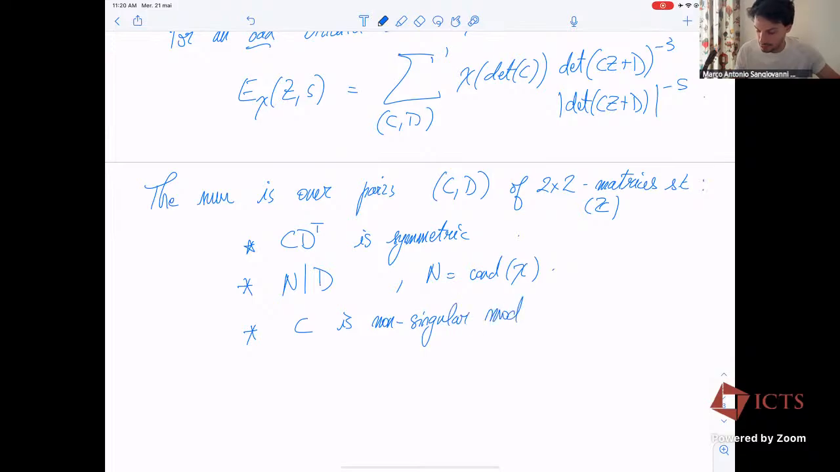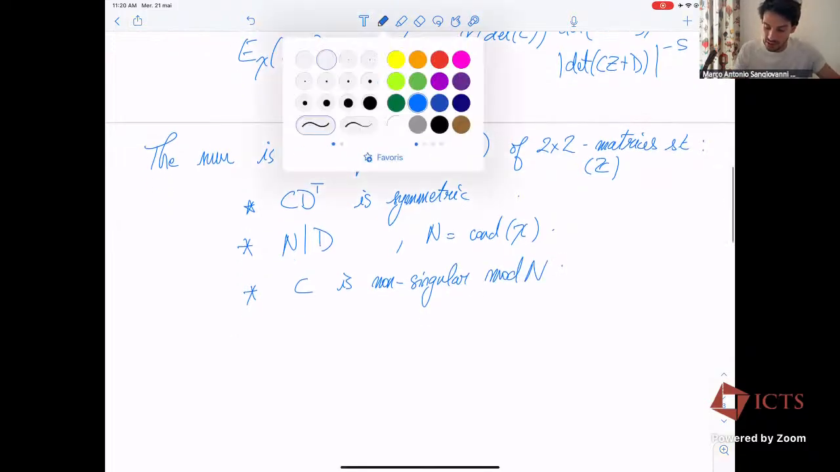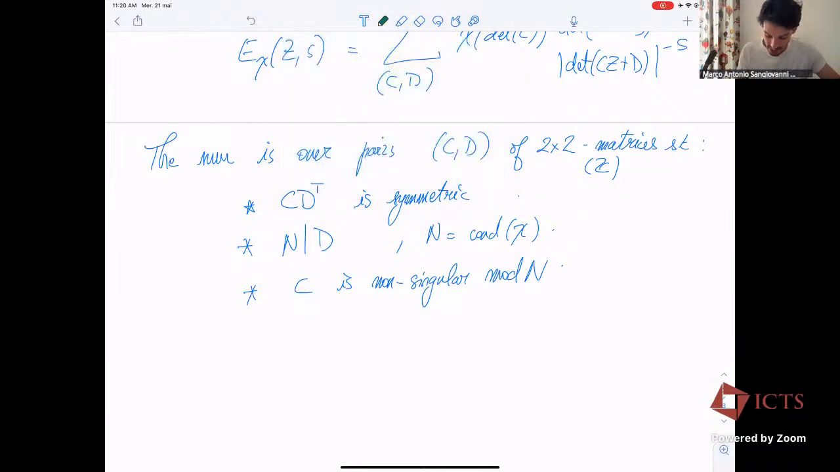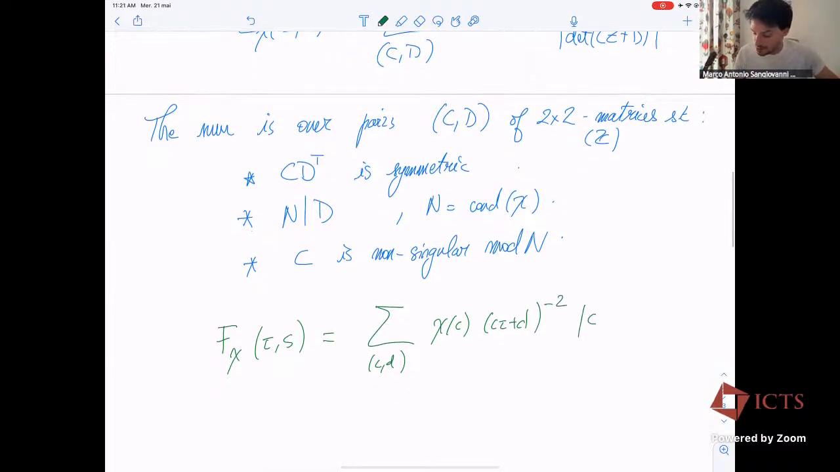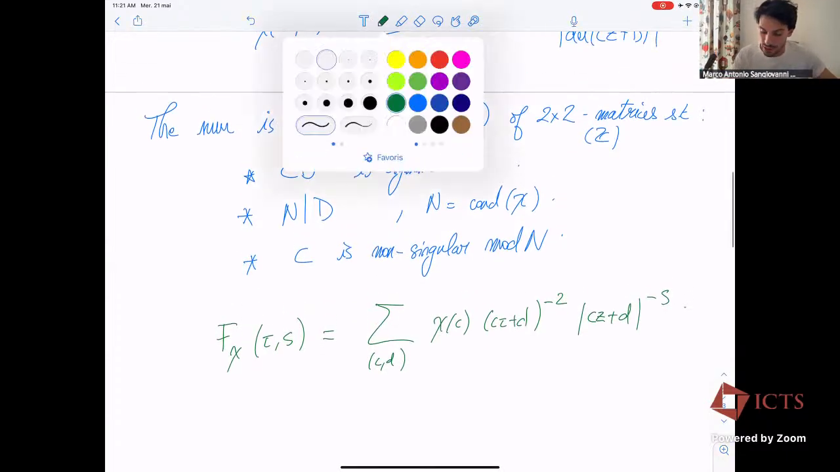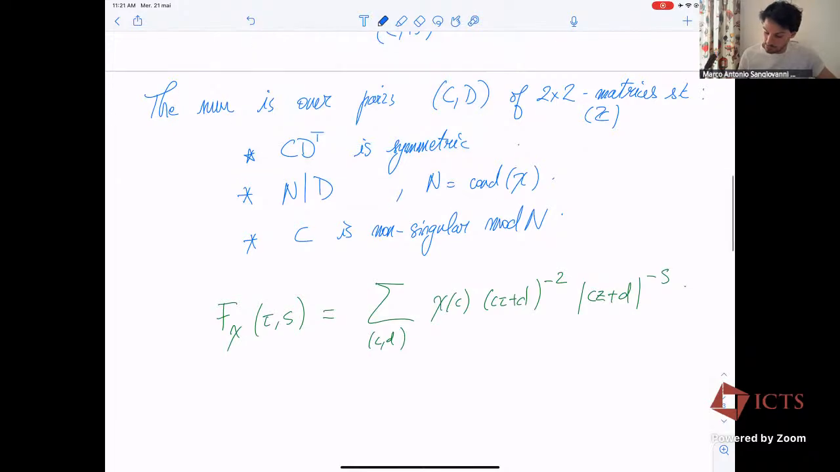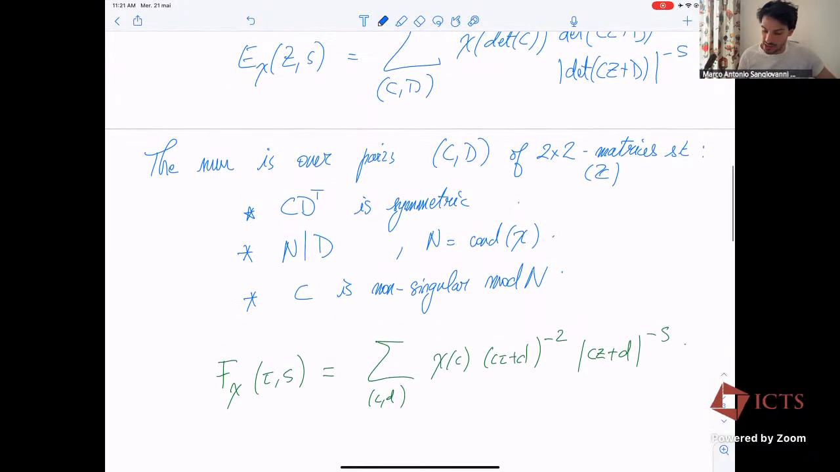And so the analog in the GL2 case is f_chi(tau, s), which is just the sum over pairs (C, D) of chi(C) times (C tau + D) to the minus 2, times |C tau + D| to the minus s. So the usual series defining the GL2 Eisenstein series.